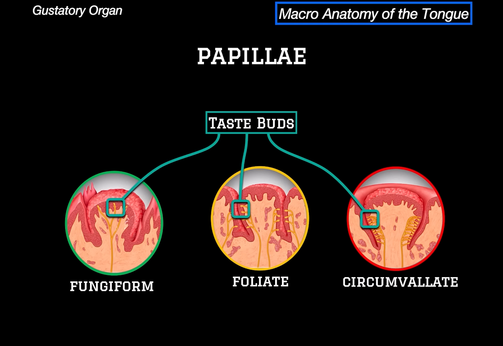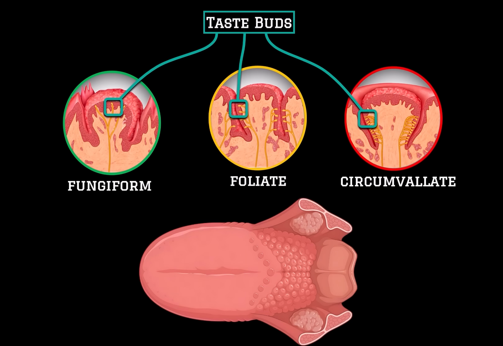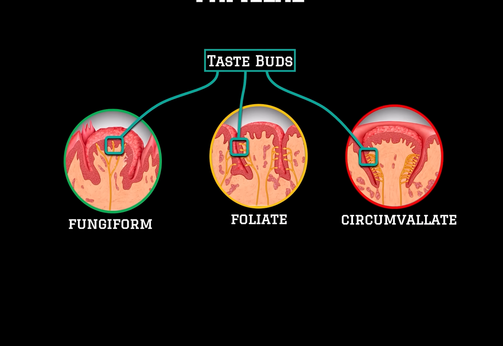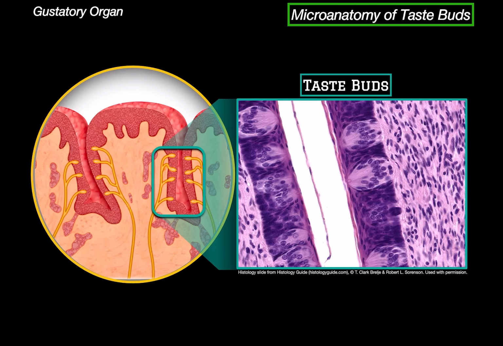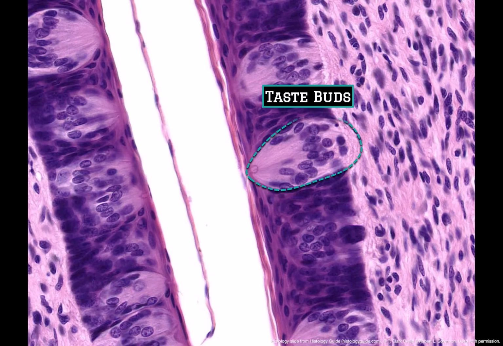Those taste buds are structurally the same, no matter where they sit, but their density varies depending on the region. That is why the back of the tongue, especially around the circumvallate papillae, has a much higher concentration compared to the tip. Make sense so far? Good. Let's zoom into one of these papillae so we can finally see the actual organ of taste, the taste bud.